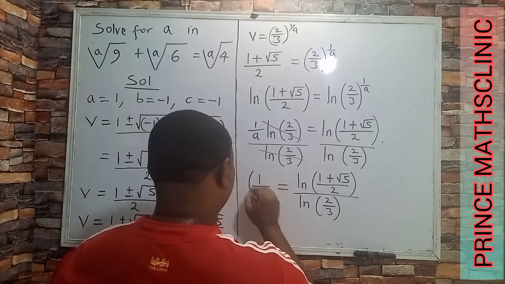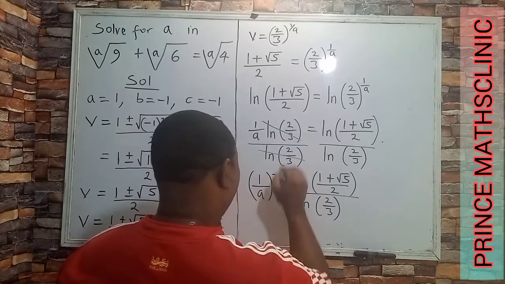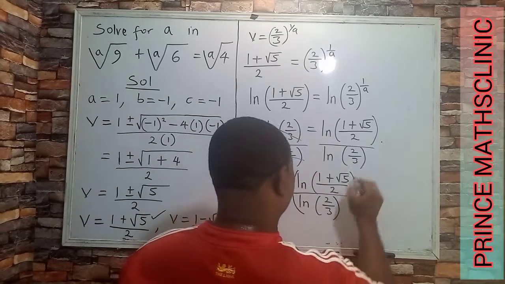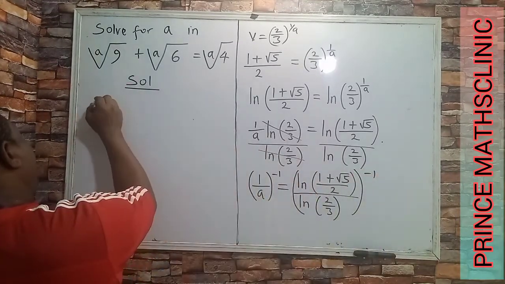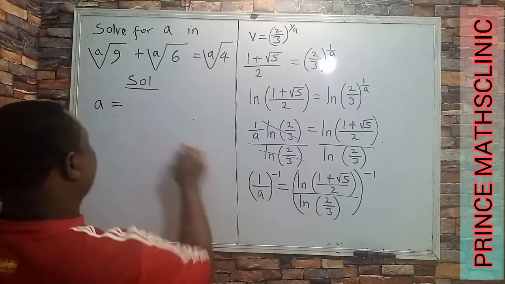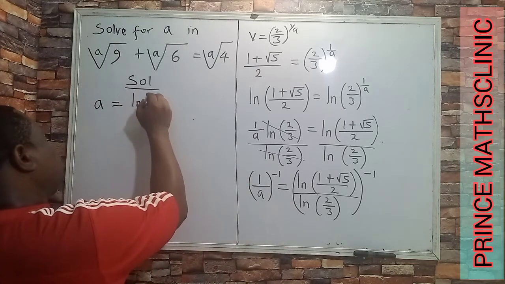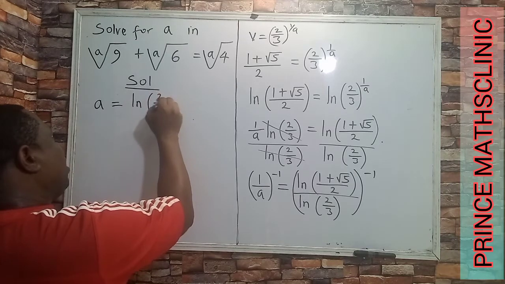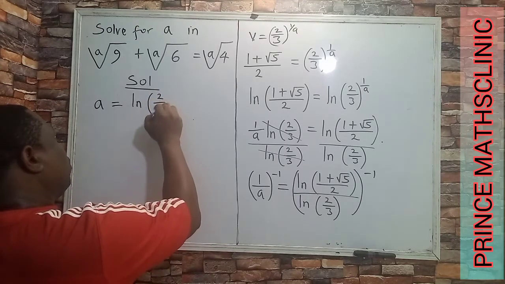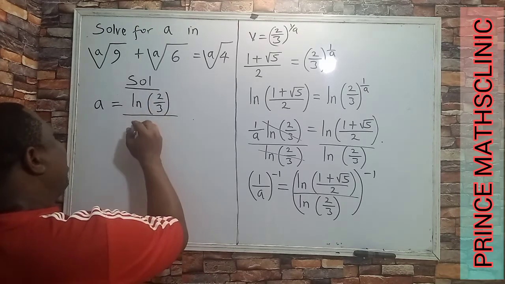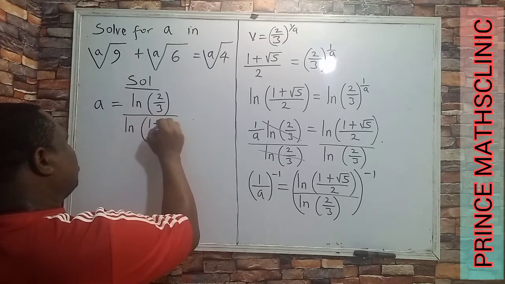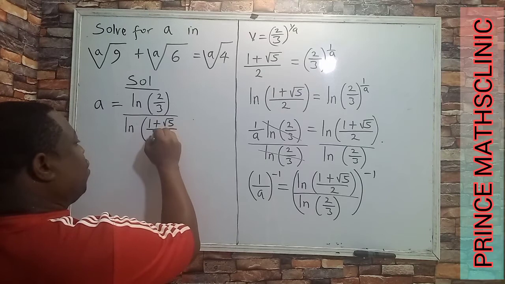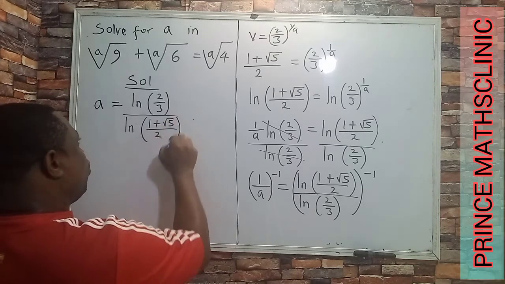So if I inverse this and I inverse this, what is in the numerator will come to the denominator, and the denominator goes to the numerator. So a equals ln 2 over 3 over ln 1 plus root 5 over 2.